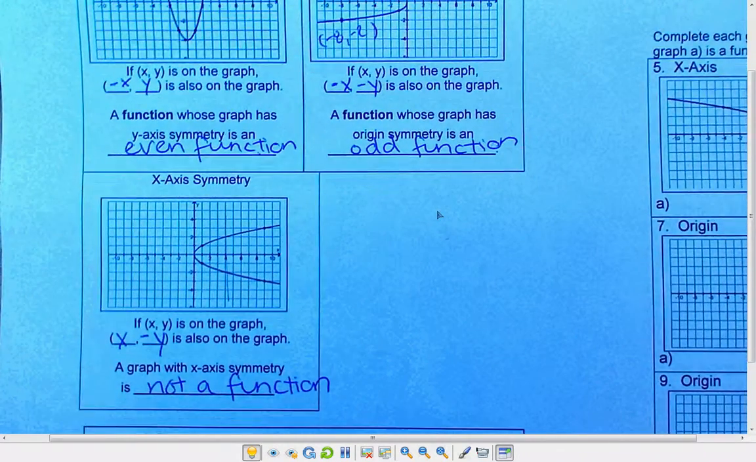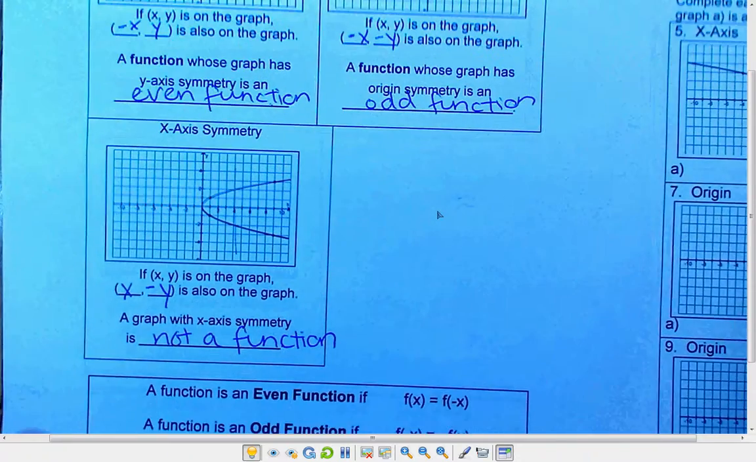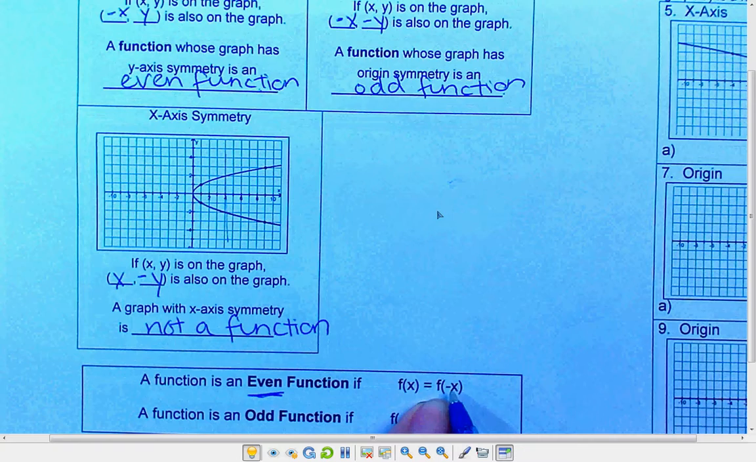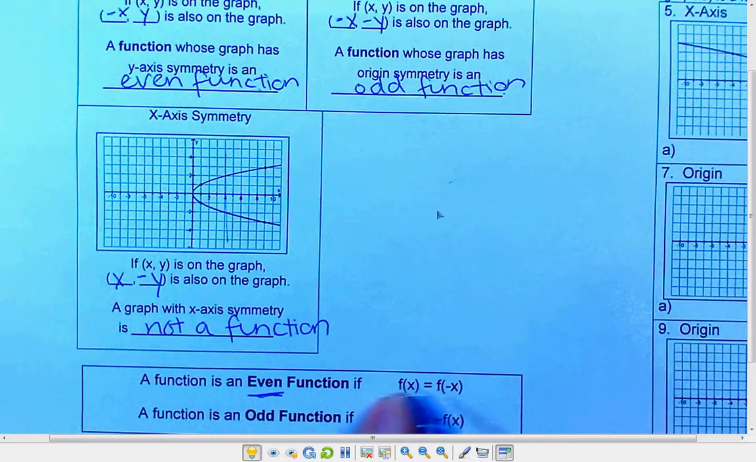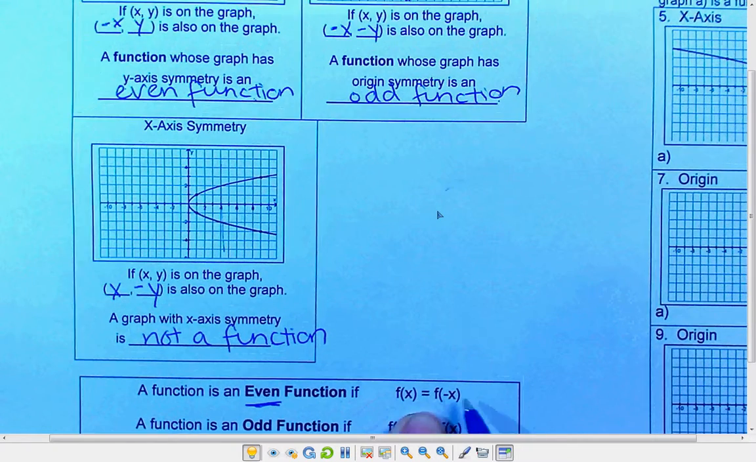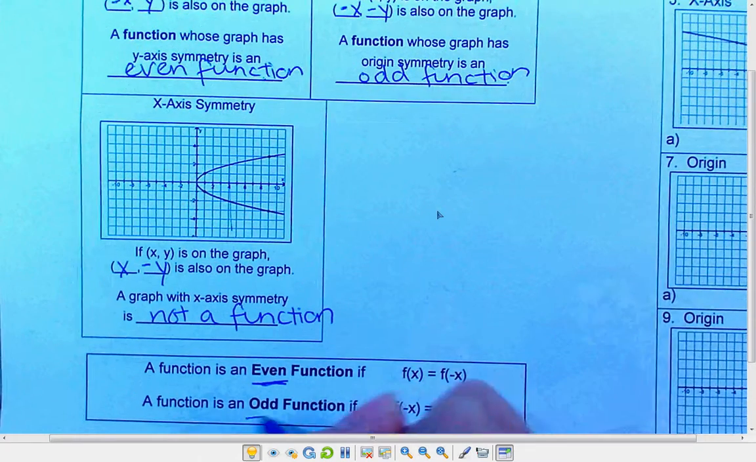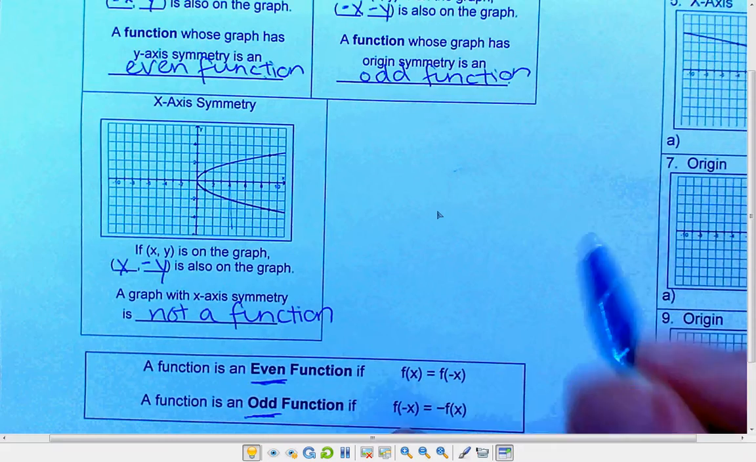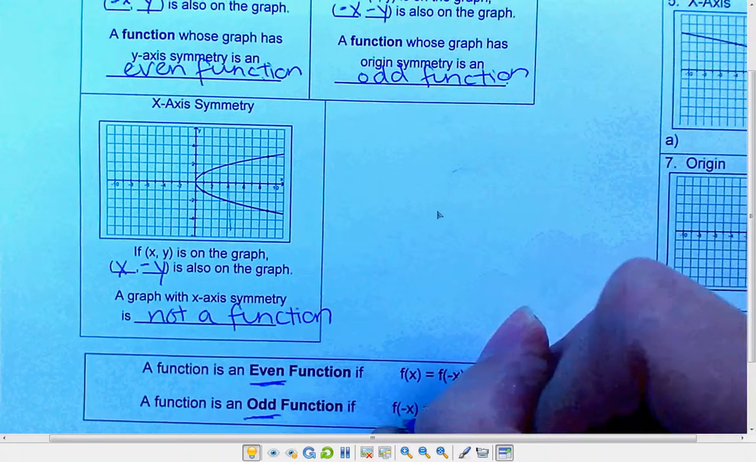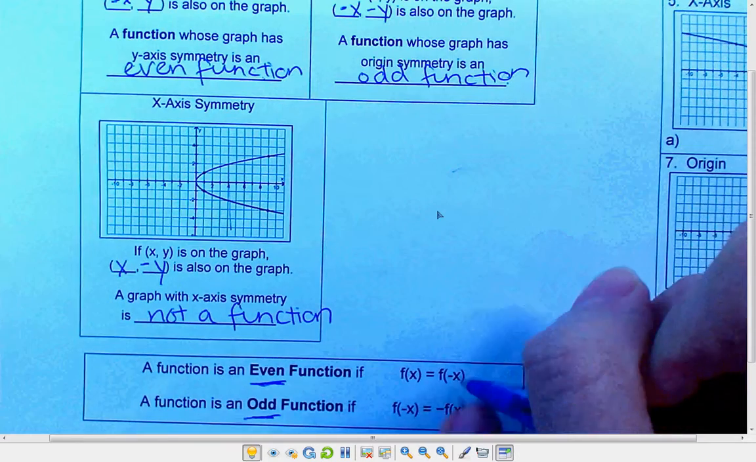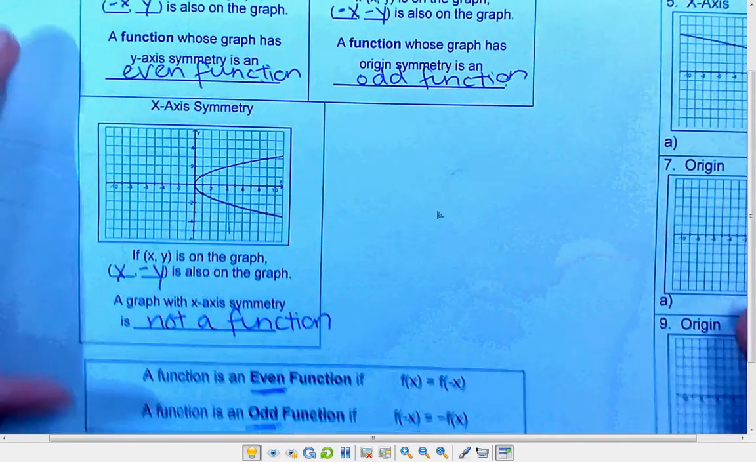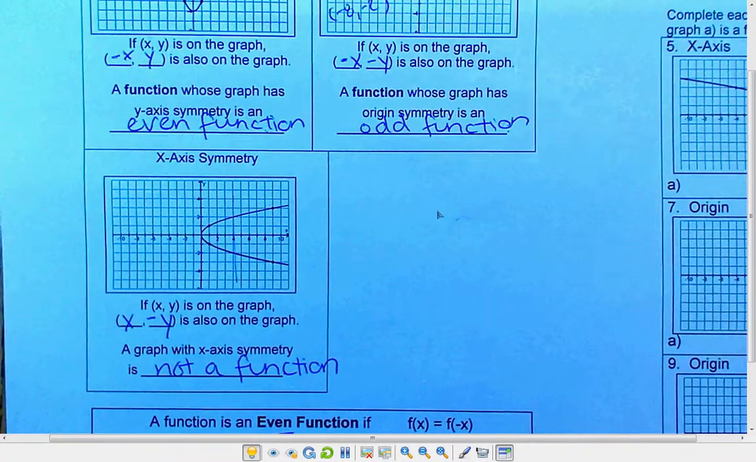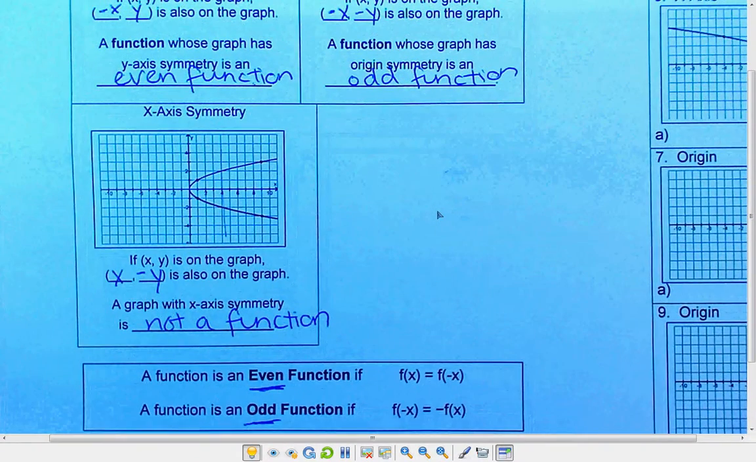Okay, so again, a function is even if you change your x value to a negative and it still gives you the same point, so you get the same y value. It's odd if you change both the x and the y. So in this case, this is a negative x and a negative y, whereas in the even function, it's only a negative x. So notice how even functions only change x, odd functions change both of them. Okay, let's take a look at what this looks like algebraically.